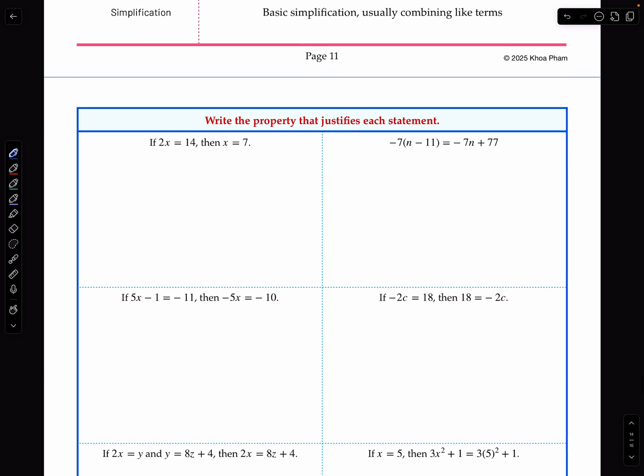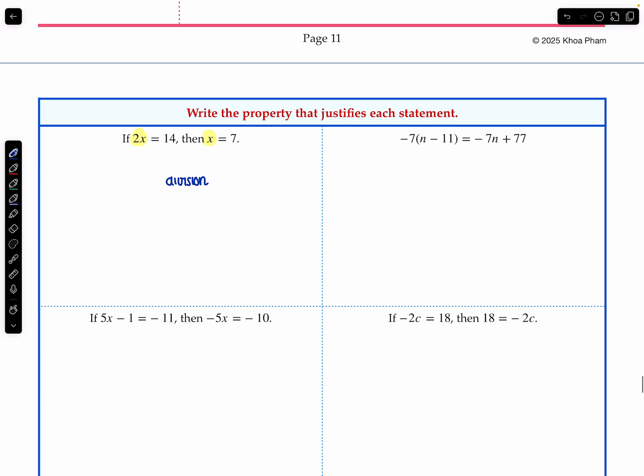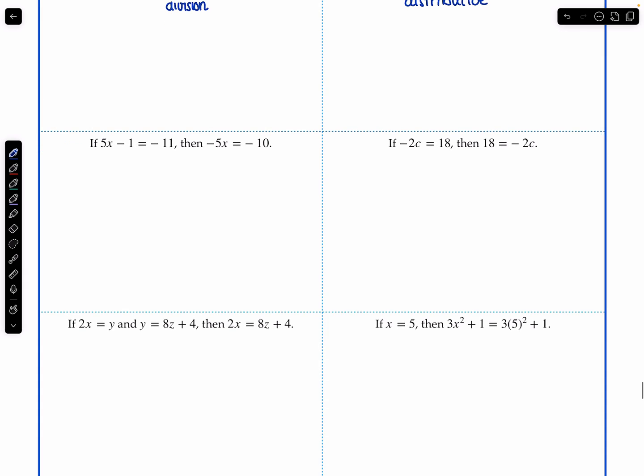So here, please look for what's different. So what I see here is that this 2x has become a normal x. That 2 that was multiplying is now gone, so that required the division property for that to work. What I see here is that the parentheses is gone. So this here is the distributive property. Just look for what's different, what's gone.